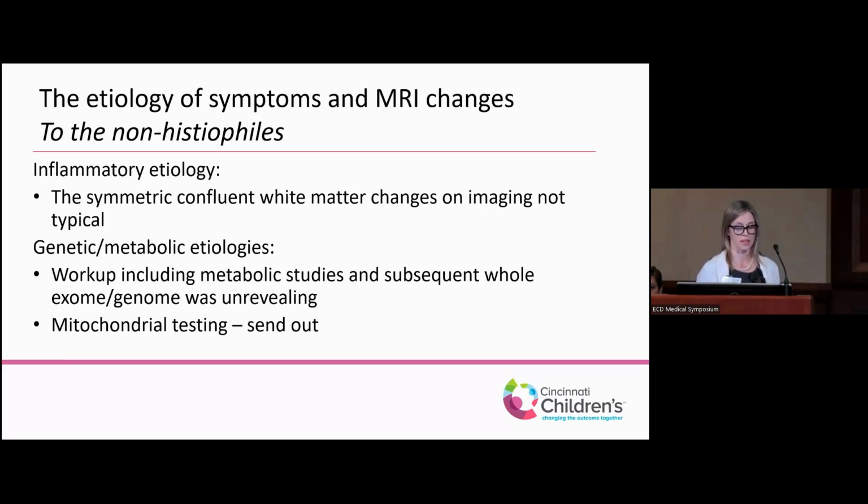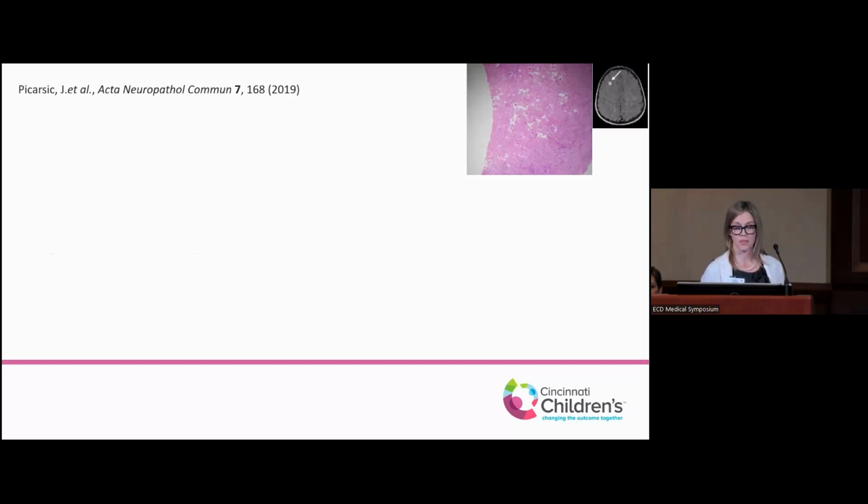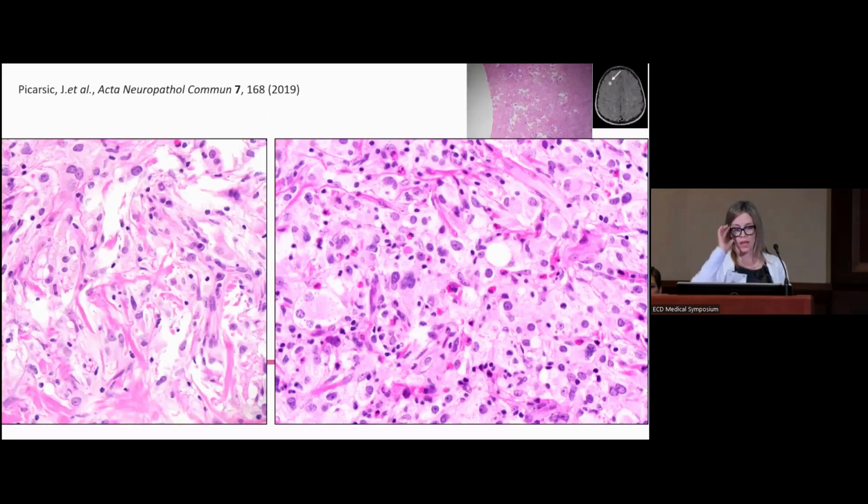And they did send out mitochondrial testing because they just couldn't figure out what was going on with those white matter changes. But at that time, they did luckily put a needle into the enhancing area and lesion. And it was a diffuse infiltrate that under the microscope, the pathologist was concerned about these being histiocytes. They are plump and epithelioid, round nuclei, some with a Touton giant cell like morphology, not really significant nuclear atypia that you would be concerned about for a malignant lesion.